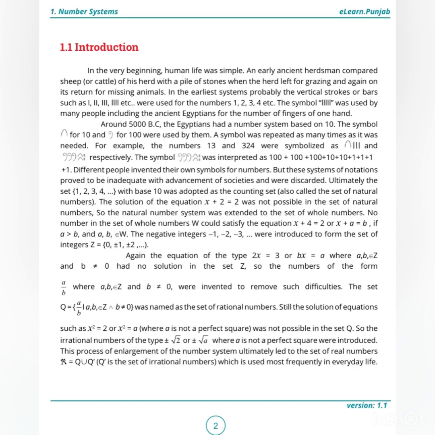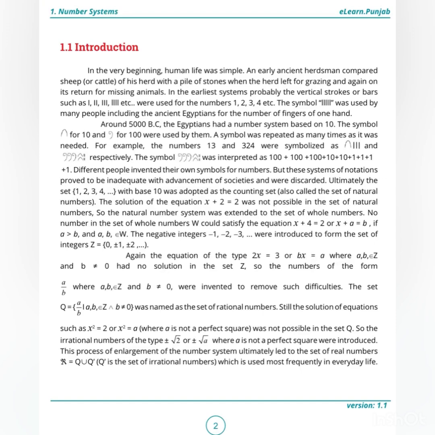So the natural number system was extended to the set of whole numbers. And what is a whole number? Actually, whole number means that this is a set of numbers that covers the whole. Whole means whole of the numbers. Like for example, all. Whole means, in the literal sense in this paragraph, all.